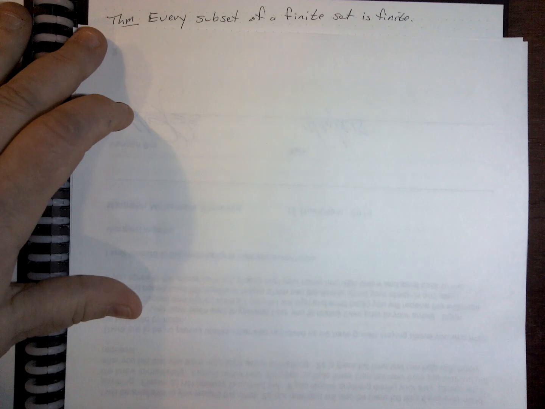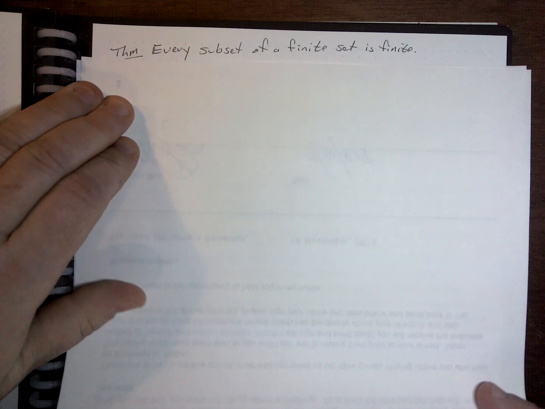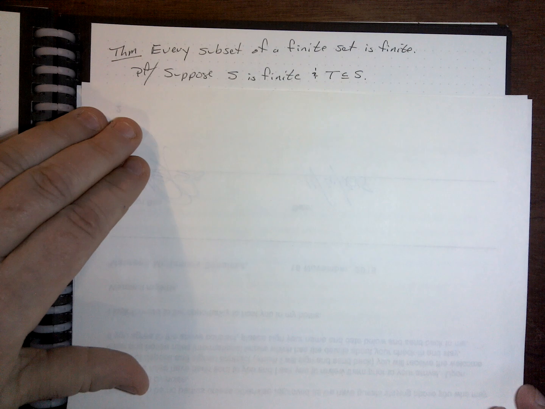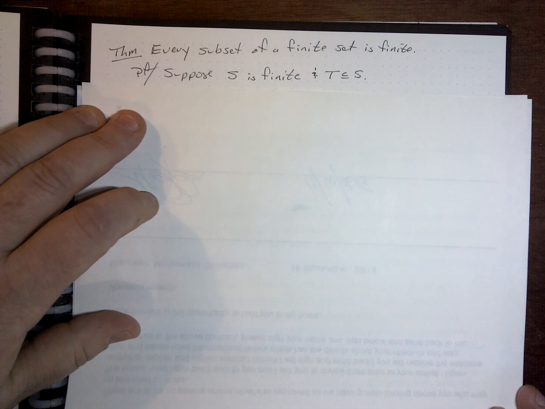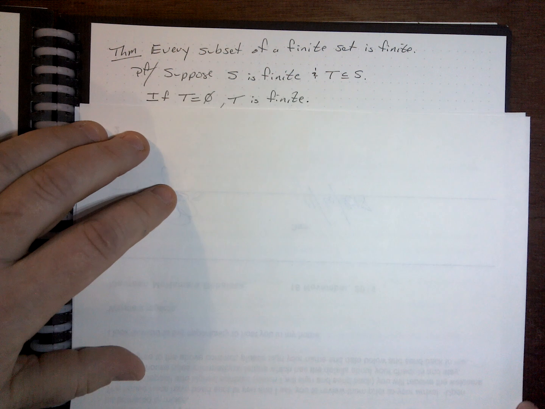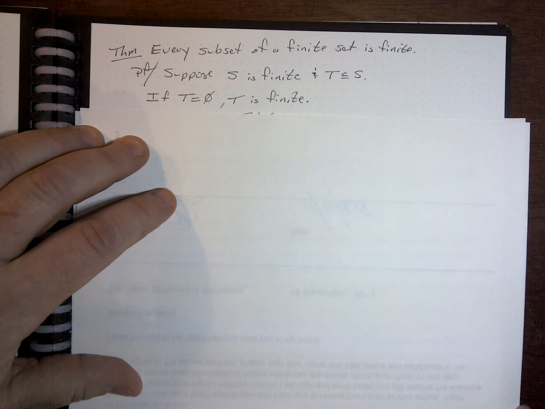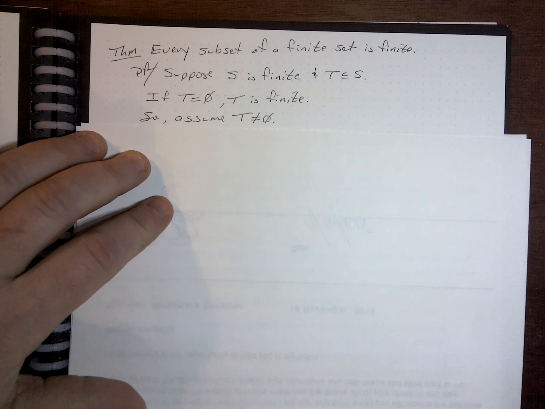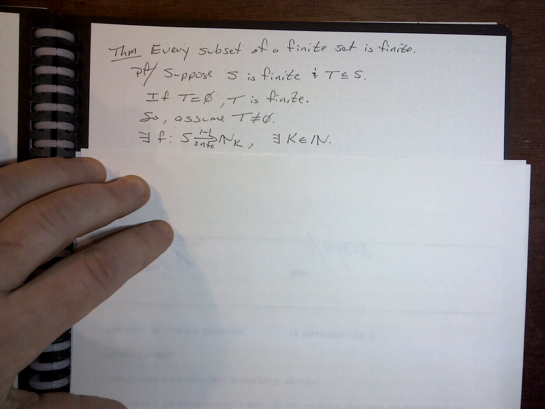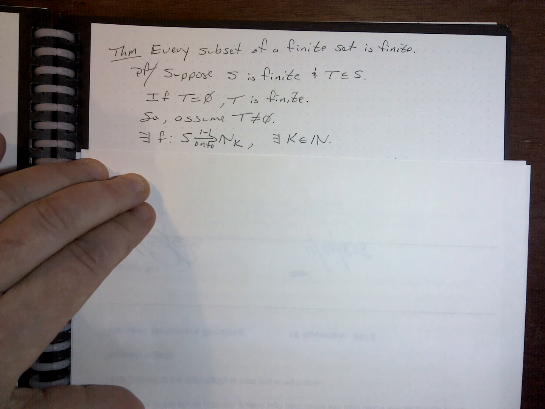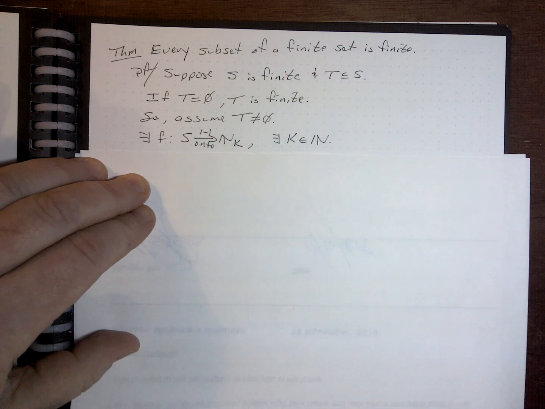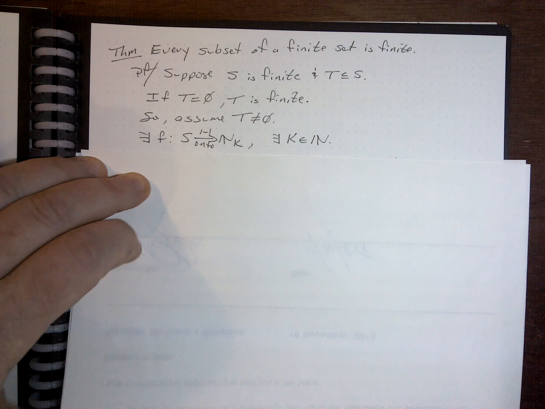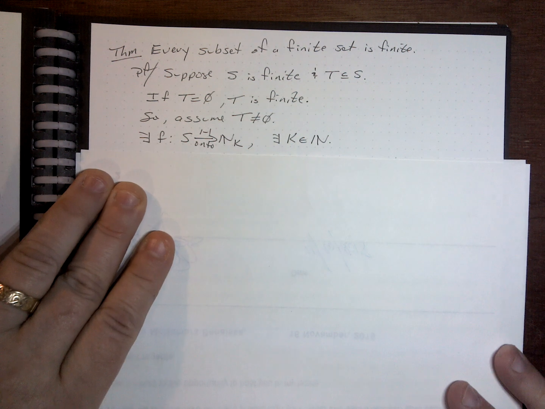Now I'm going to use that to show that every subset of a finite set is finite, not just n sub k. Suppose S is finite and T is a subset of S. If T is empty, T is finite, we're done. So from now on, I'm going to assume T is not empty. So since S is finite, there is a mapping f going from S to n sub k for some k in the natural numbers.